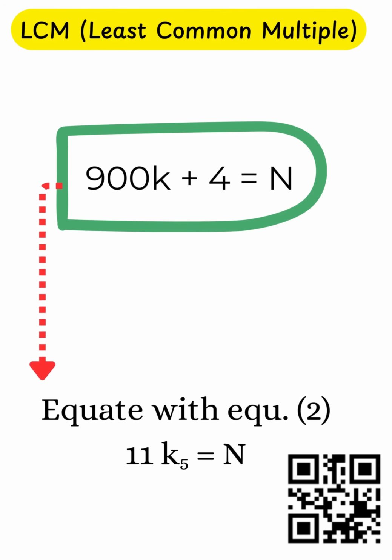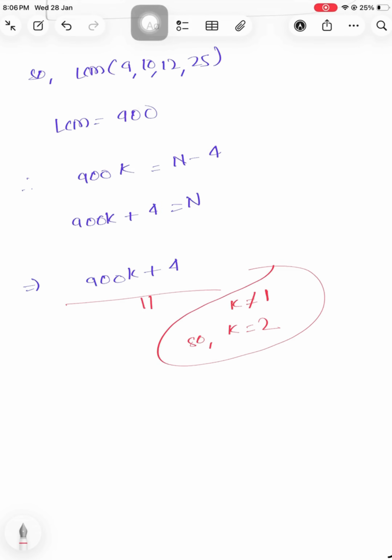And 904 divided by 11 doesn't have 0 as the remainder. And if we take k as 2, then it becomes 1804. And 1804 is completely divisible by 11. So it means that k has to be 2, and the number also has to be 1804. Now this number is obviously less than 5000, and the number identified is 1804.